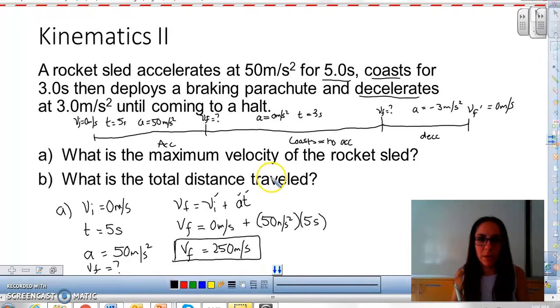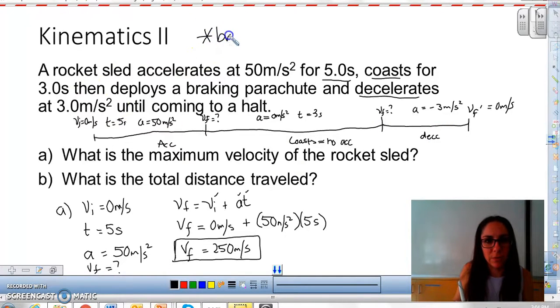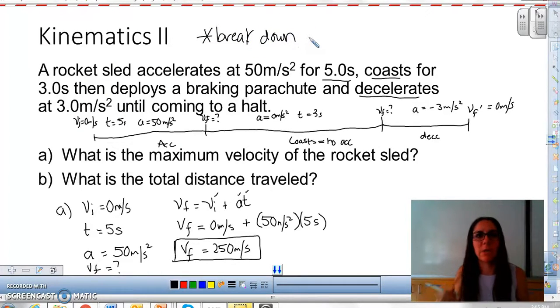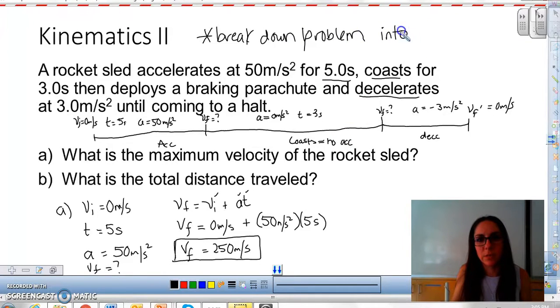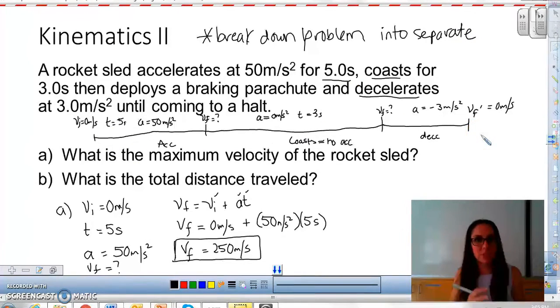However, this next question is not simple because we have 3 different motions. So it's always important to break down the problem into separate motions, especially if you have different types of motion. That's how you're going to analyze this. You can't do this all in one equation because there's too much going on. There's different things happening at different times, and you need one equation for every type of motion.